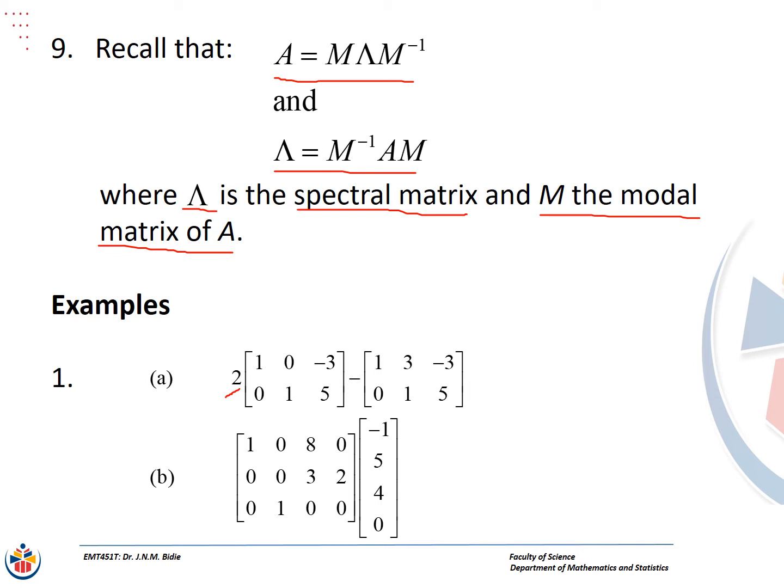So it means you'll have 2 times 1, which is 2, minus 1. That will be the first entry in your answer. 2 times 0 minus 0, that will be the second entry in the first column of your answer. So you can continue with this. And then for number 1B, this is the product of these two matrices. You can use your calculator.